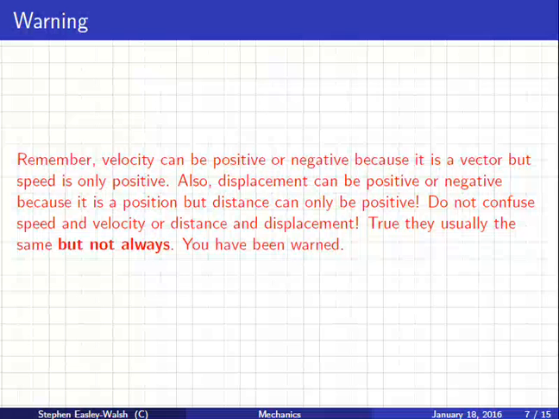And S is the displacement, also called the position. That is where it is at the end compared to where it was at the start. We need to be careful about that. We'll talk more about that in a moment. So please write these names down.